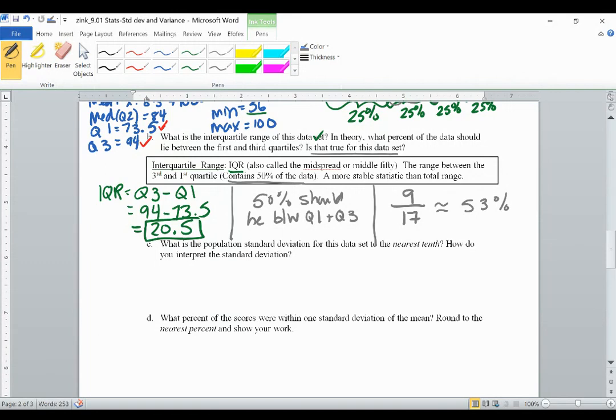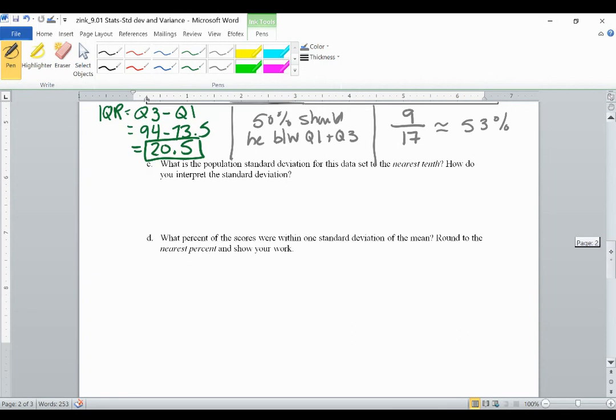which is not quite 50%, but it's very close. And the reason that happens is because it's a very small set of data, so it's not going to end up being exact. The more data you have, the more exact that it will end up being.